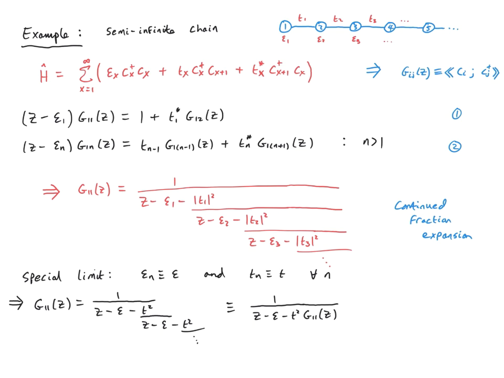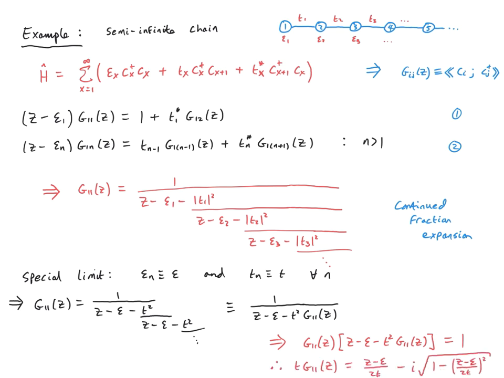Indeed, if this sequence carries on forever, if we have a semi-infinite homogeneous one-dimensional chain, then we can recognize a self-similarity property to this continued fraction, and I can write that G11 of z is equal to 1 over z minus epsilon minus t squared times G11 of z back again. This then gives us a quadratic equation in G11 of z, which we can solve to find the Green's function. This gives us that t times G11 of z is equal to z minus epsilon over 2t minus i times the square root of 1 minus z minus epsilon over 2t squared.